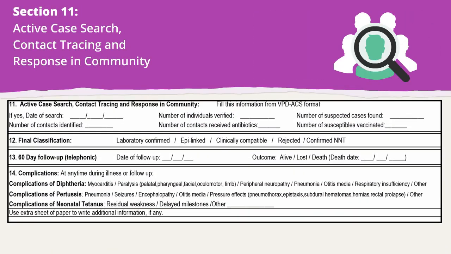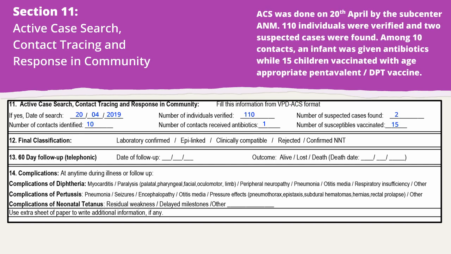Active case search in the community is important to identify all the suspected cases, contacts as well as the susceptible for early intervention. The ACS should be done using VPD ACS format. Important components of ACS are number of individuals verified, number of suspected cases found, number of contacts identified, number of contacts received antibiotics, and number of susceptible vaccinated.